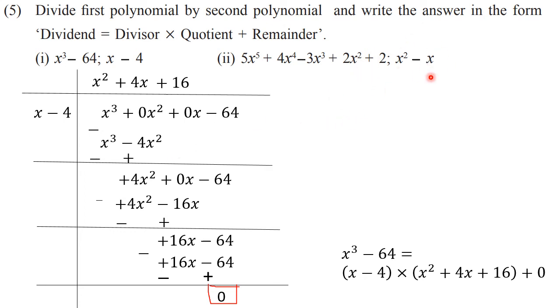And this is your divisor. Divide exactly in the similar manner. And then write down the answer in the form of dividend is equal to divisor into quotient plus remainder. Okay. Now let's go ahead towards the next question.